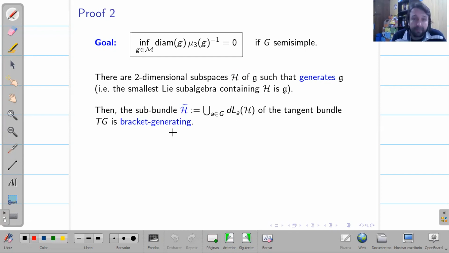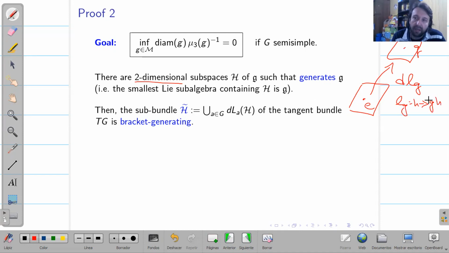And we define a sub, we associate to this. Actually, we can do this to any subspace of G, but let's do it with this particular two-dimensional subspace. The subbundle, right? Remember, we have an identification between the tangent space at this point and at this point, thanks to the differential of the diffeomorphisms of multiplying at the left by G.